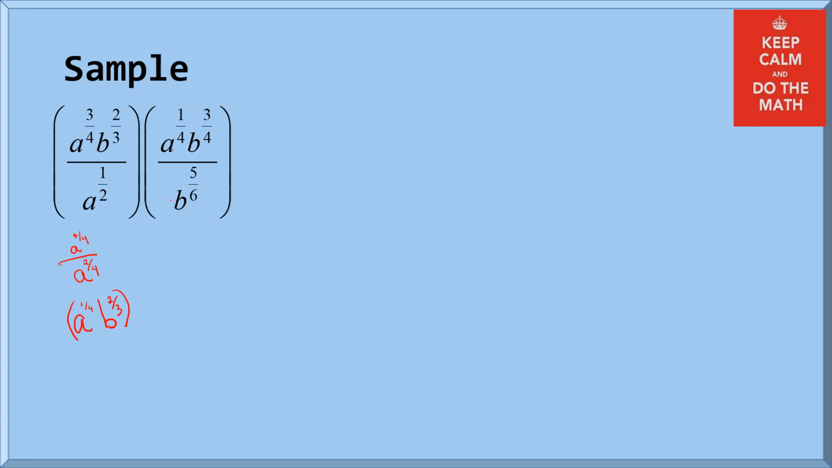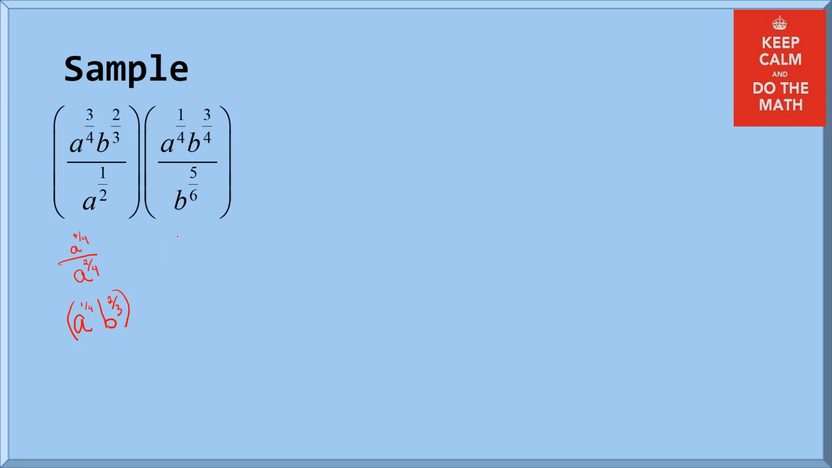Now let's take the second one. I see that I have two b's. I have a b on the top, b on the bottom, so I could subtract those exponents. They don't have the same denominator, so I will have to come up with a common denominator between 4 and 6. And the lowest common denominator I'm going to use is 12.